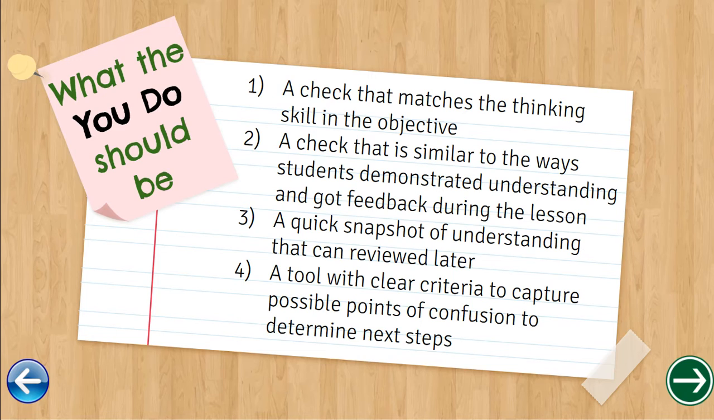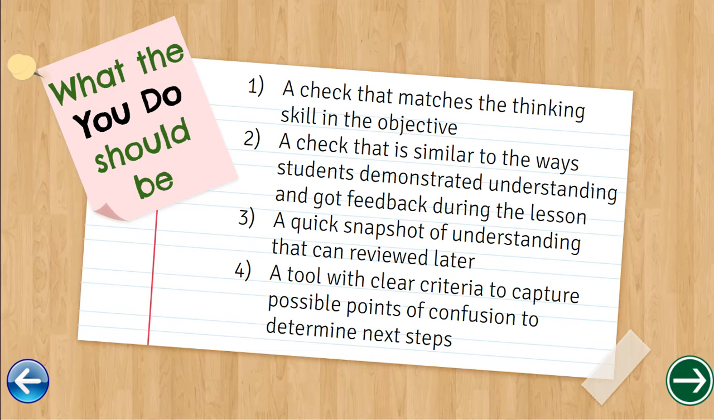So this is a check that matches the thinking skill. If in the whole lesson you've had students explaining in words, in writing, to really show their understanding of a math concept, in the final check, they should be explaining. It's not just if you said, what is 6 plus 8 and they put 14 down, they're not explaining the strategy that they did, where you might want them to say, I did 6 plus 6 and added 2, or I knew that 6 plus 10 was 16 and I took away 2. Whatever it is that they're doing during the lesson to explain their understanding, you want to do it here. So it has to be very similar to how they demonstrate understanding and get feedback during the lesson.